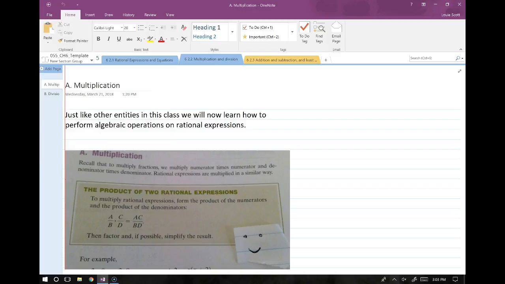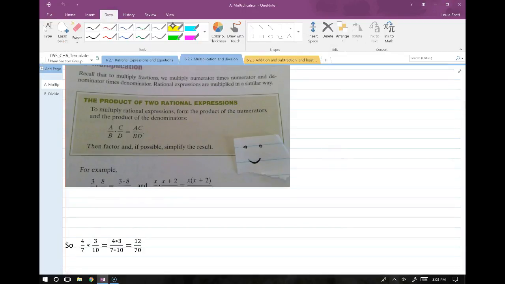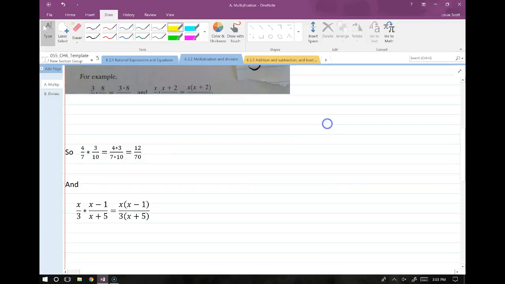So first, we're going to go over just plain multiplication. Remember from previous chapters, when we want to multiply two fractions, we just multiply straight across the top and straight across the bottom. With rational expressions, it's the same thing. We don't change the rule at all. And so here's an example. If we wanted to multiply 4/7 and 3/10 together, we would just multiply straight across the top, straight across the bottom to get 12/70. And I think we could probably simplify that one if we wanted to.